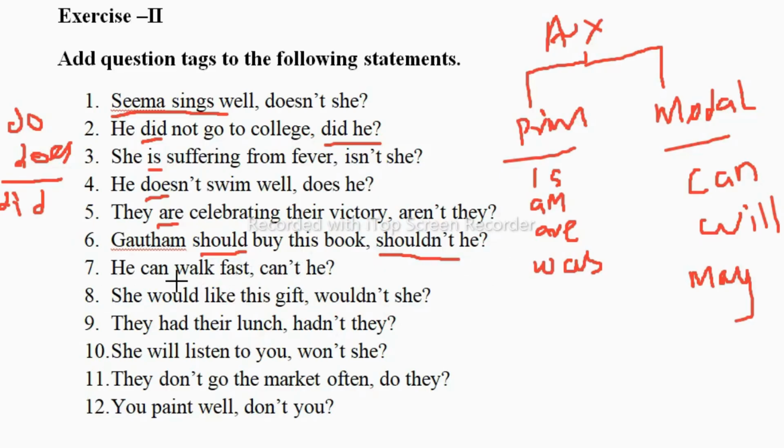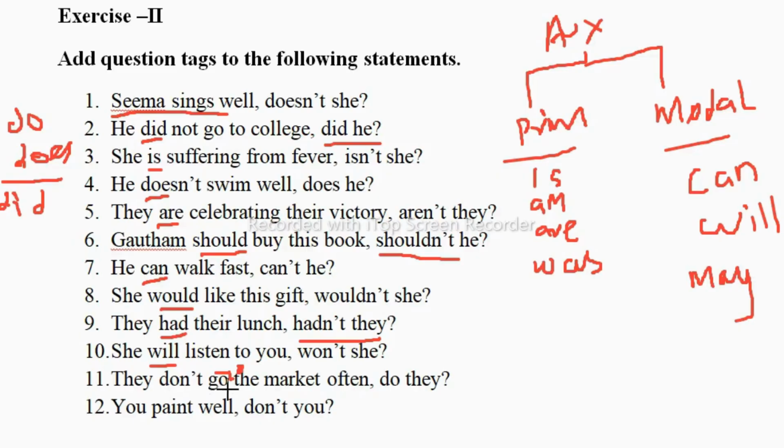Next one, he can walk fast. Here we have a modal verb. You have to utilize this to make the question tag. Can't he? She would like this gift. Would we have? Make the question tag by using would. Wouldn't she? They had their lunch. Had we have here? We have to make the question tag. Hadn't they? Positive statement, that's why negative question tag. She will listen to you. Will we have here? Won't she?